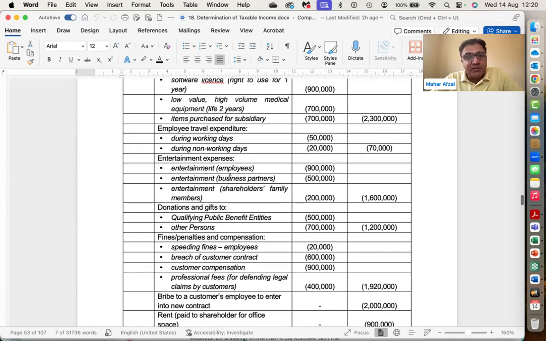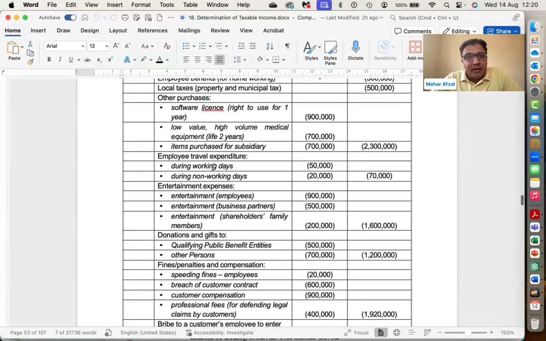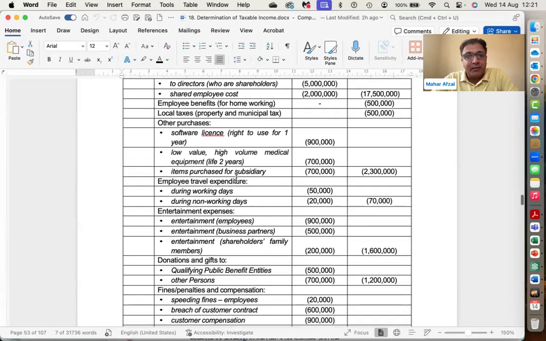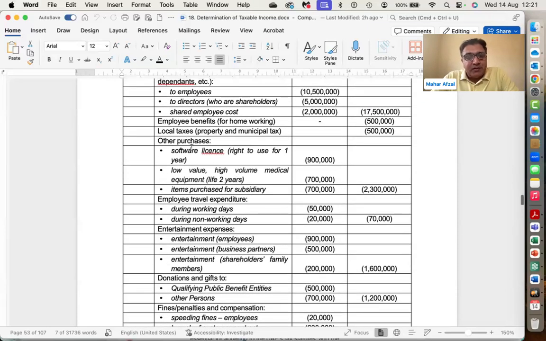Entertainment expenses for employees you can claim, as we discussed. Entertainment for business partners you can claim 50%. 50% will be added back, so I'm adding 250. Entertainment expenses for shareholders' family members is a non-business expense. Altogether it needs to be added back. Employee travel expenditure during business days and non-business days: I am assuming even during the non-business days, they are working for business. We are claiming it.